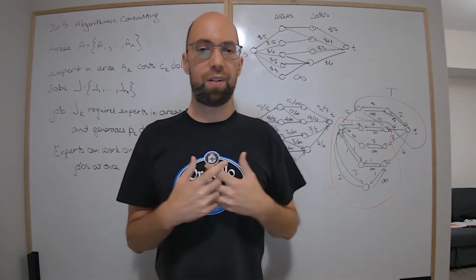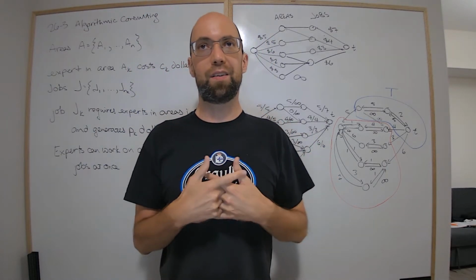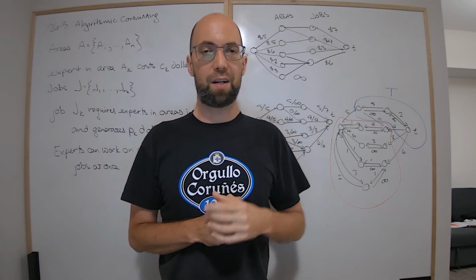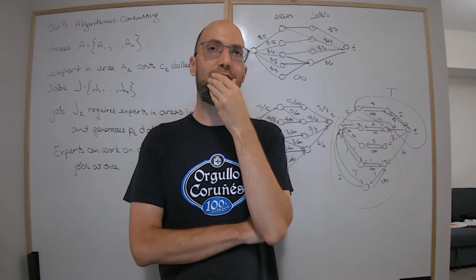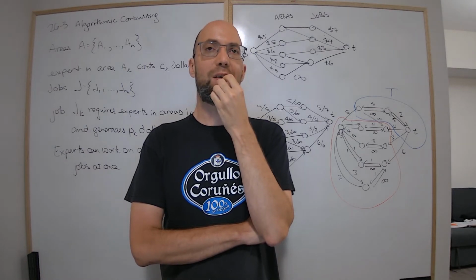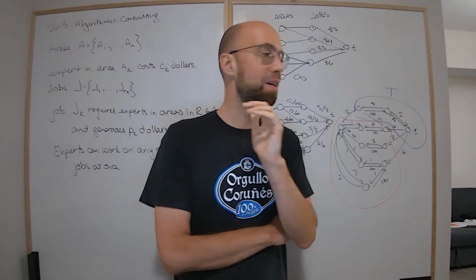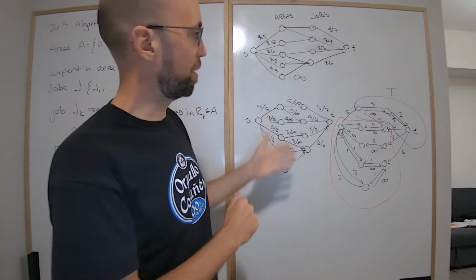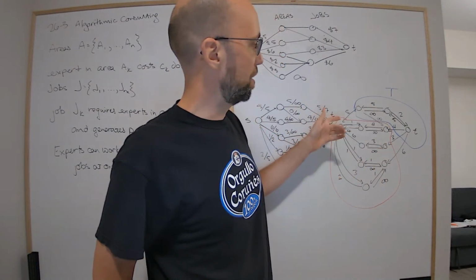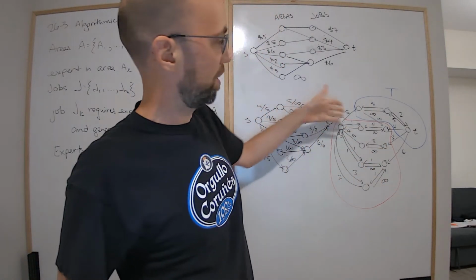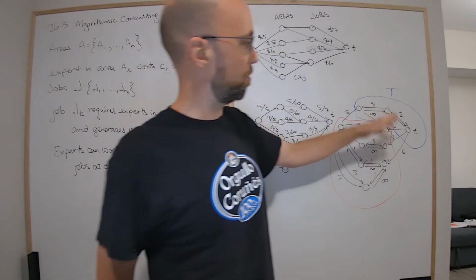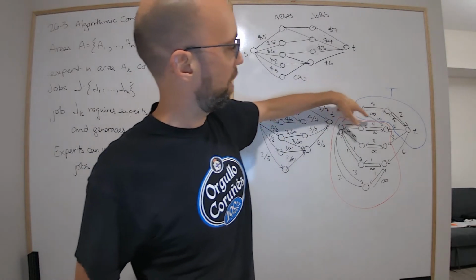How do you find out which jobs to take? I was thinking I'm going to try to explain why this works, but I'm going to try to give some intuition why. But basically what you do, you find a maximum flow, and then you look for the cut. And so this is the maximum flow, this is the residual network, here is the cut.